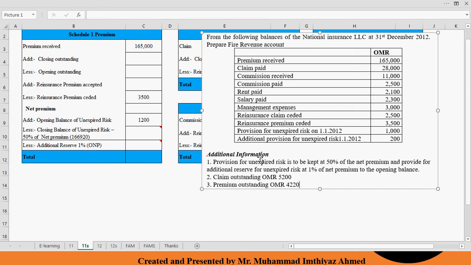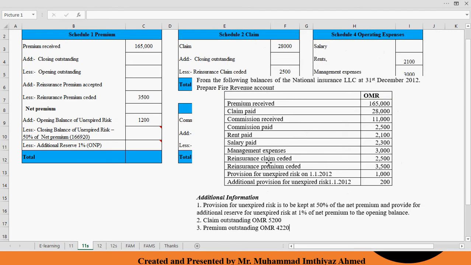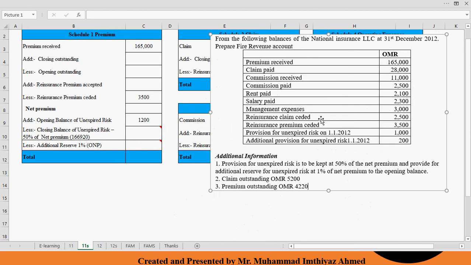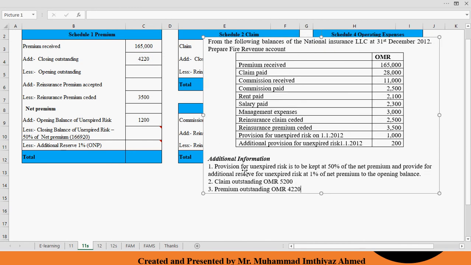Now we are going to enter the additional information. Now, before entering the first part of the additional information, we need to complete the claim outstanding and premium outstanding. So, closing claim outstanding, we need to enter 5,200. And closing premium outstanding is 4,220. So we have finished this one, and now we are going to calculate the first additional information.